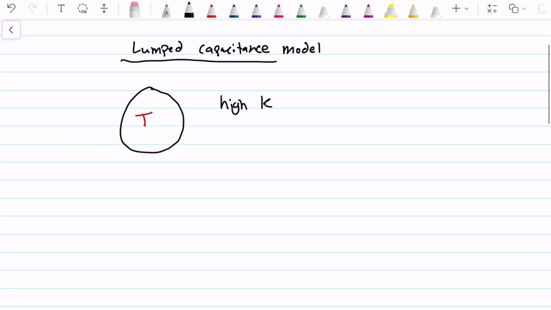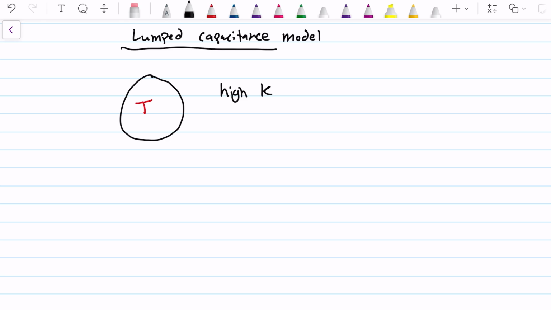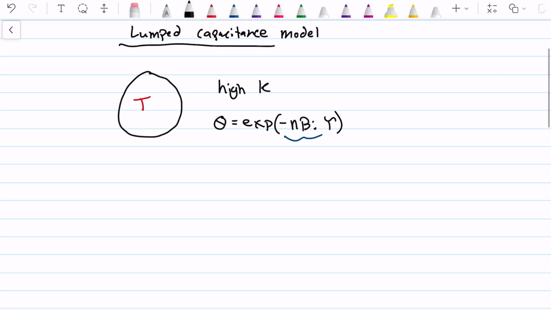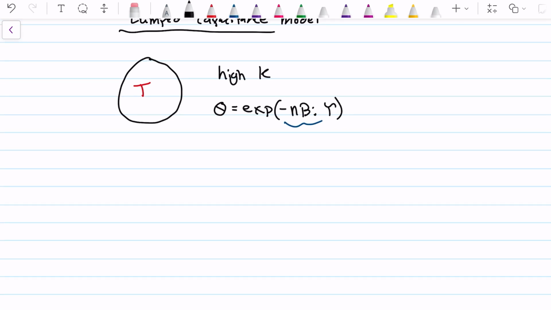Okay, so now, how can we solve this? Not doing derivations, the equation for lumped capacitance says the dimensionless temperature is equal to the exponential of negative n, which we'll define in a second, times the Biot number, times the Fourier number. Let's define what these three terms are.